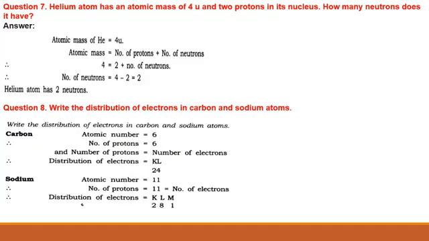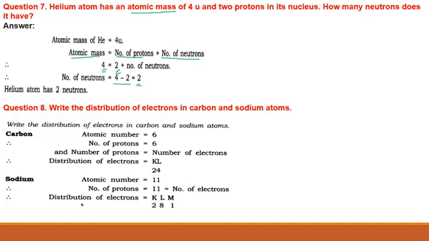Next question. Helium atom has an atomic mass of 4 u and 2 protons in its nucleus. How many neutrons does it have? Now we have to start with the atomic mass. What do we mean by atomic mass? Atomic mass is number of protons plus number of neutrons. In this case we know that atomic mass is 4, and the number of protons is 2. What is the number of neutrons? So 4 minus 2 is 2. 2 is the number of neutrons present in the nucleus of helium.